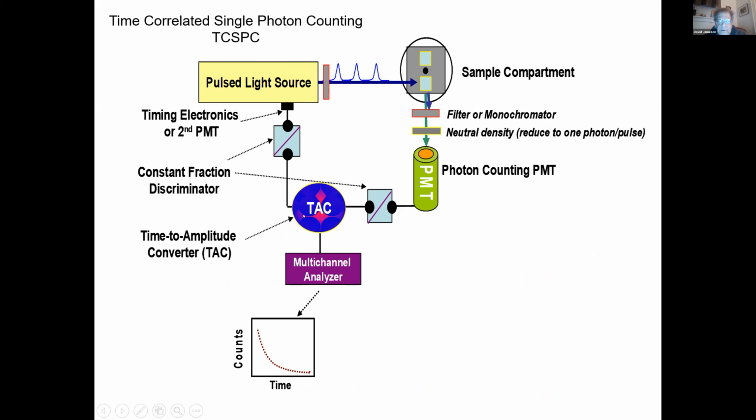So the time amplitude converter has an output that depends on the receipt of a start pulse and a stop pulse. And the more delay between those pulses, the bigger the voltage of the output. So you start the pulse, let's say with the excitation, and then you have a sample compartment with filters, whatever, you're looking at the emission, and when you get an emission pulse, you stop it. So then you have an output and you store that count in what's called a multi-channel analyzer, a computer essentially now, and that you build up your curve.